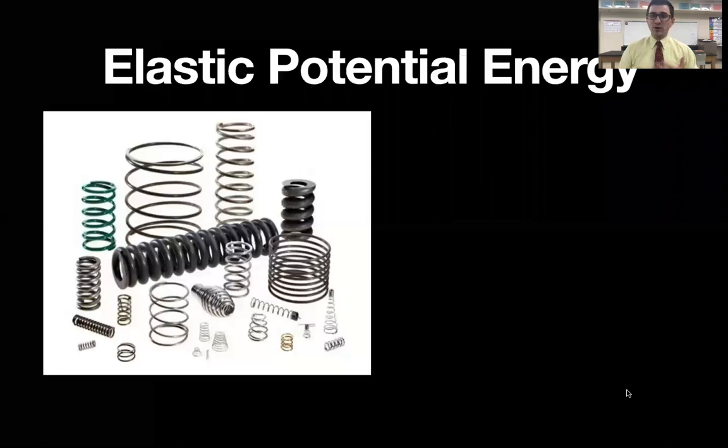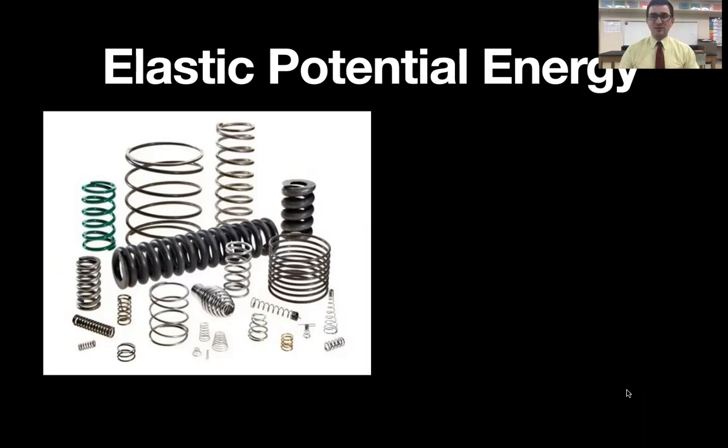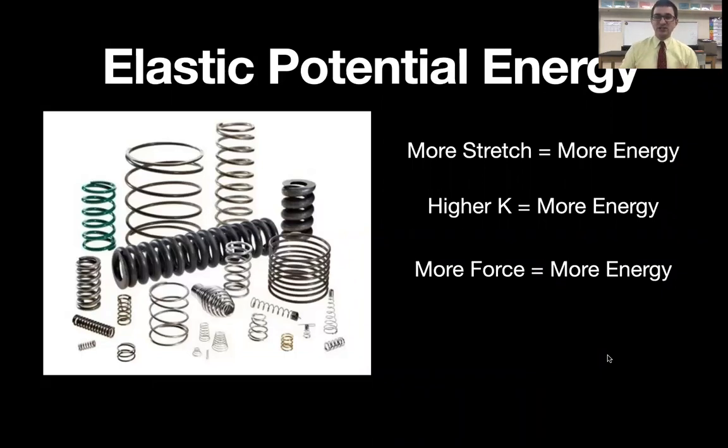So first, when we talk about elastic potential energy, we're most often talking about springs. But remember that this could be anything that is stretchy, like a rubber band. As long as it follows Hooke's law, then it adheres to the rules for elastic potential energy. So as we discussed in class, the things that increase elastic potential energy are increasing the stretch, increasing the spring constant, and increasing the force.